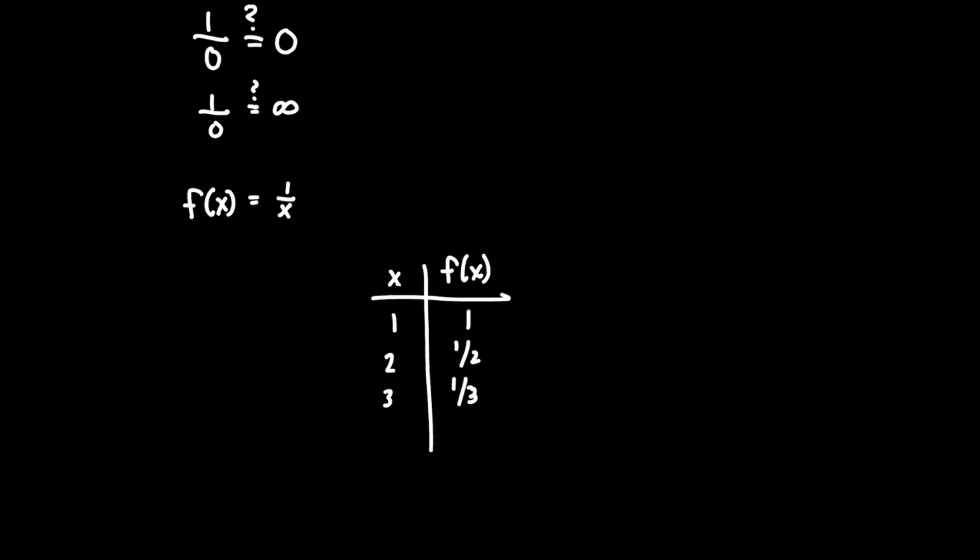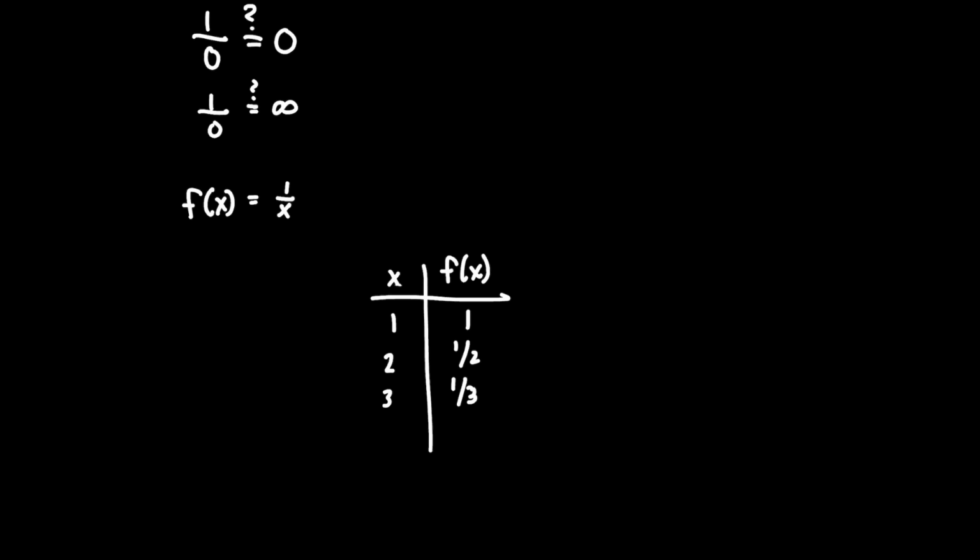So in this case, 2 is greater than 1. That would be our input. But our output, 1/2, is less than 1. Likewise, our input, 3, is greater than 2, but our output, 1/3, is less than 1/2. So this relationship is what we call an inverse relationship, which basically means that as something increases, another thing decreases. The same is true in reverse.